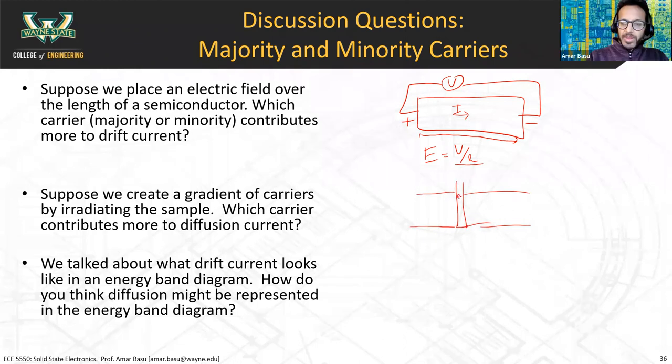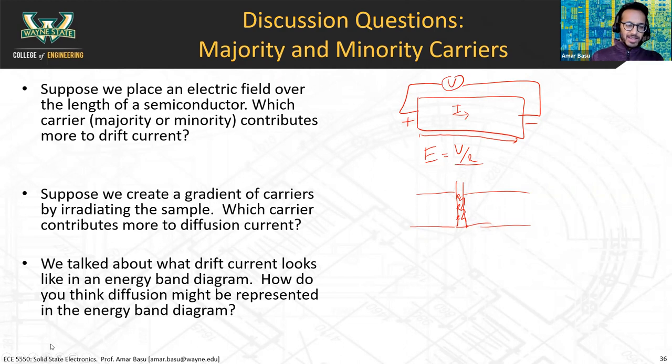So we're creating electrons and holes here in the middle. We create a gradient of carriers by irradiating the sample. So there's high concentration in the middle here and then low concentration on the outer regions. So which carrier contributes more to diffusion current?